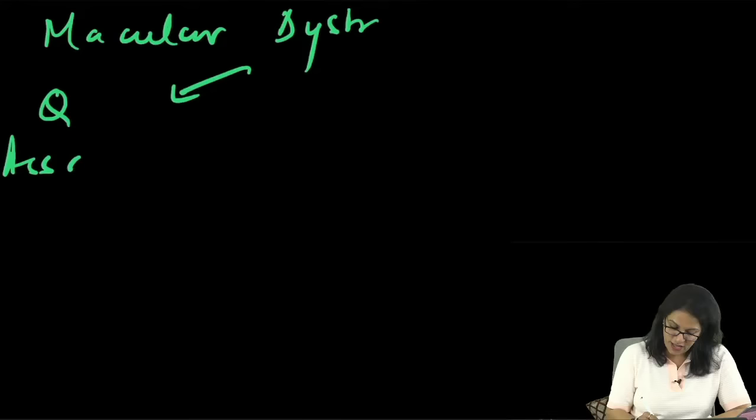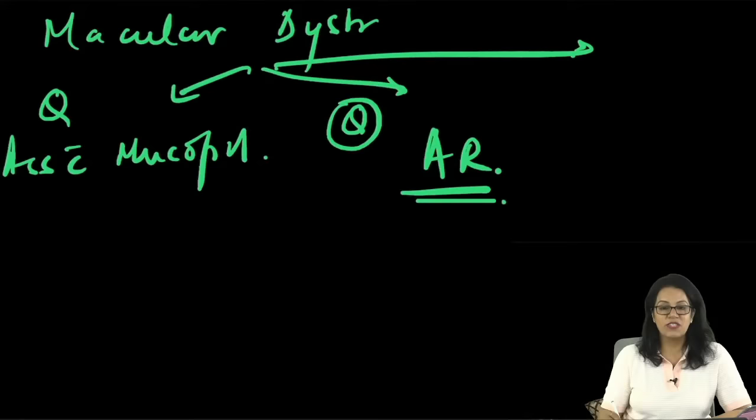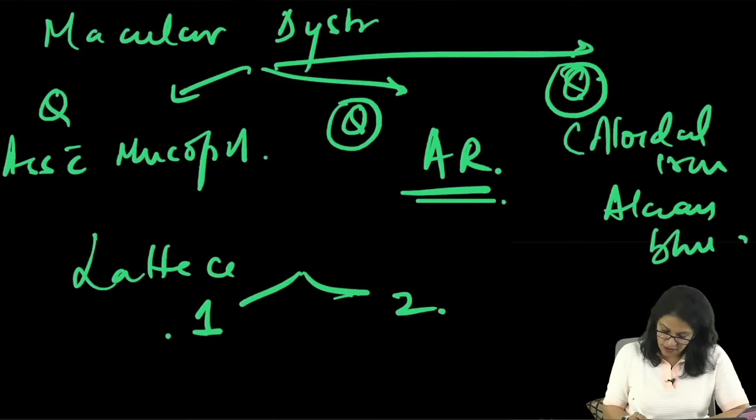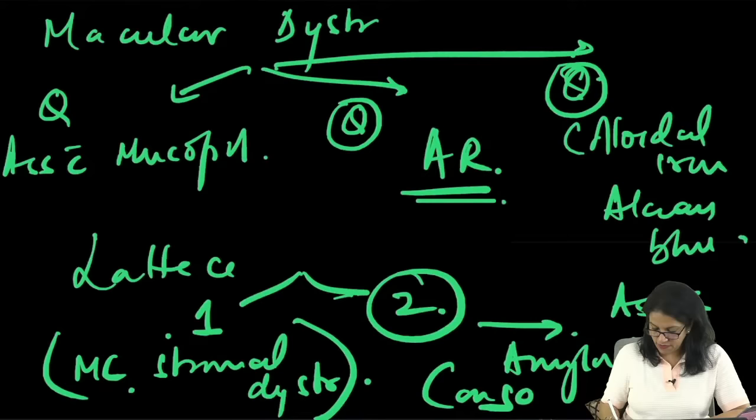Now let's learn the other stains also. Macular dystrophy, what are the questions? First, it is associated with mucopolysaccharidosis. We will not forget this. It is the only corneal dystrophy which is autosomal recessive. Another question here is that it is stained by colloidal iron or Alcian blue. And what about lattice? Lattice is type 1 and type 2. These are all stromal. Type 1 is the most common stromal dystrophy. Type 2 is associated with amyloidosis, so it is stained by Congo red. We'll remember Congo red. So now you know all the stains.